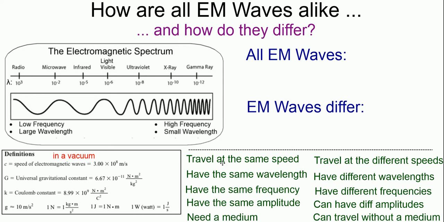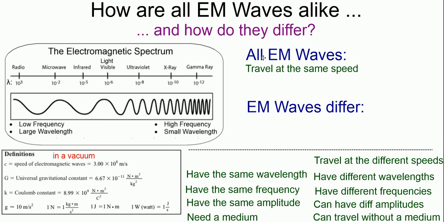Let's see. We have here, first of all, travel at the same speed or travel at different speeds. Well, if you look at the bottom section of your MCAS formula sheet and definitions, you'll see a single velocity here for all EM waves. That says to you that all EM waves travel at the same speed. One clarification, this is in a vacuum. They can differ in speed in different mediums, but in a vacuum, they travel at the same speed. So we'll put that up here. All EM waves travel at the same speed.